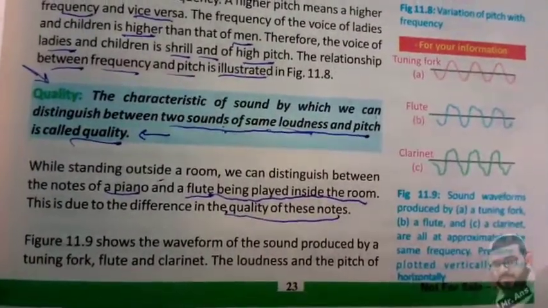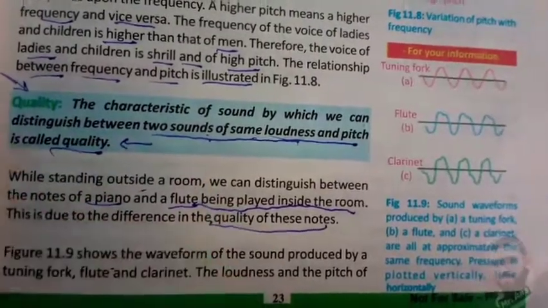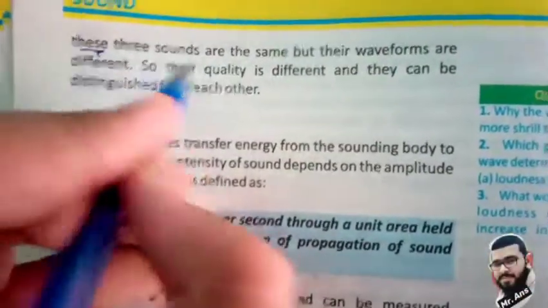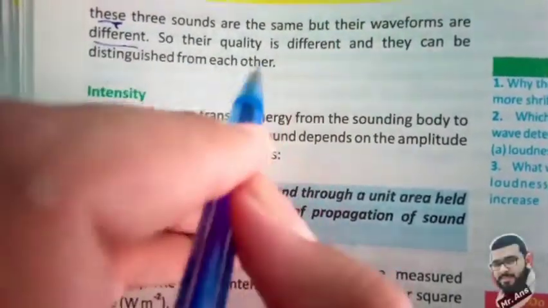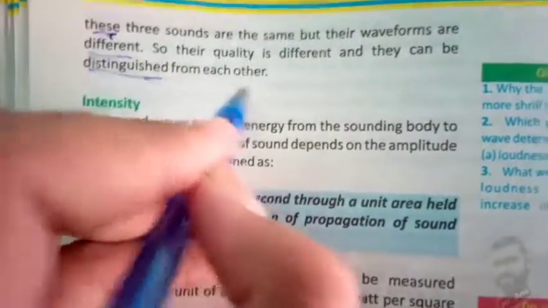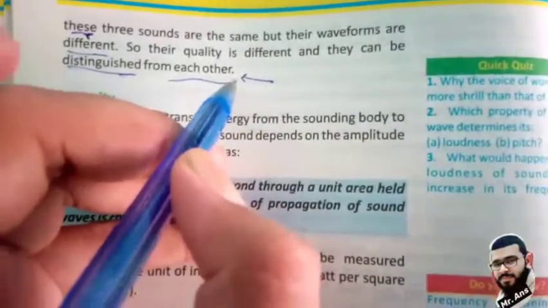The figure shows the waveforms of the sound produced by a tuning fork, flute and clarinet. The loudness and pitch of these three sounds are the same, but their waveforms are different. So their quality is different. They can be distinguished from each other, and we can tell the difference between them.